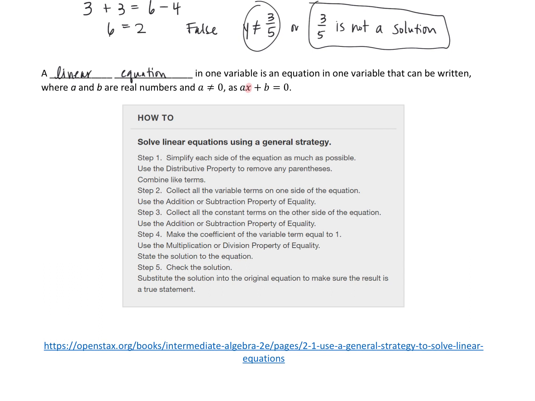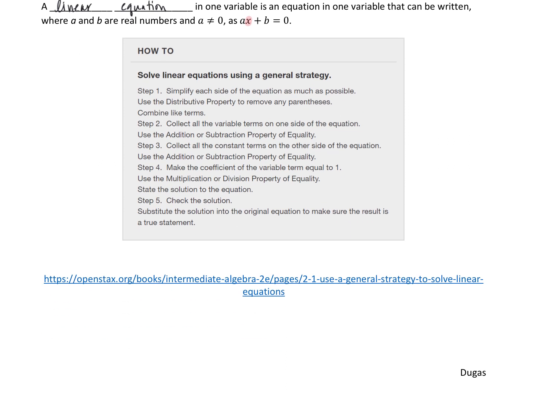To solve a linear equation, here's a general strategy. So if you like lists or a step-by-step method, this is what you can use. And we can kind of highlight some of the key things. So step 1 is to simplify each side as much as possible before you do anything else. Step 2, collect variables on one side. Collect constants on the other side.